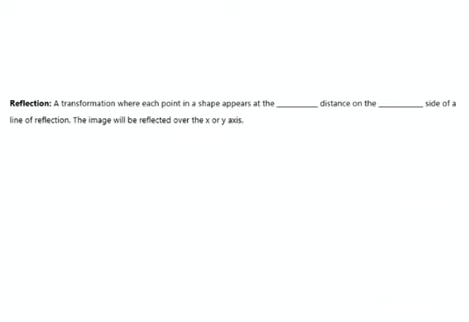So, reflection is a transformation where each point in a shape appears at the same distance on the opposite side of a line of reflection. The image will be reflected over the X or Y axis. So that's the most important part pretty much for this, is realizing, is it going over the X axis or the Y axis? So I will ask that you have a highlighter or ask for a highlighter while we're doing reflections.